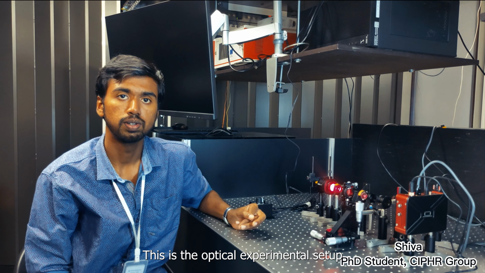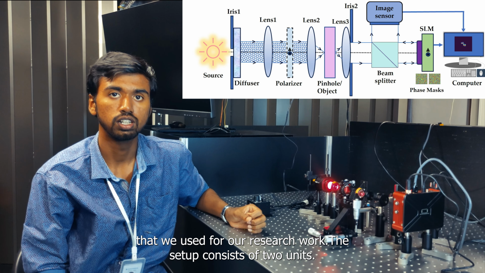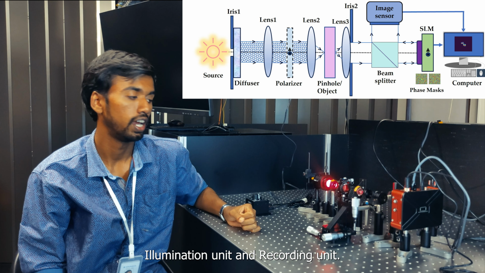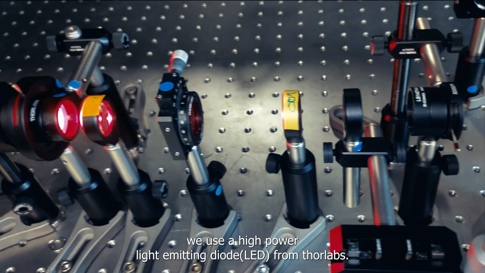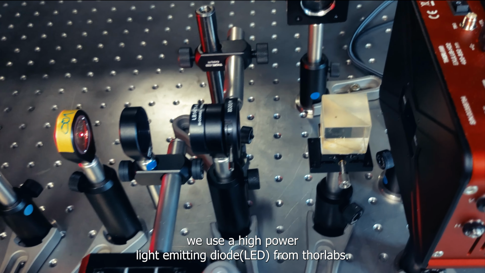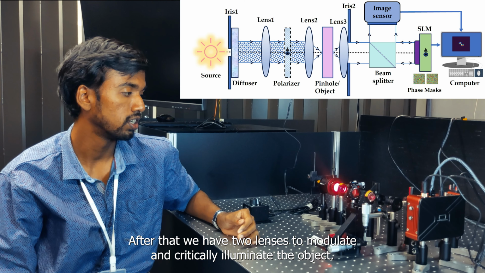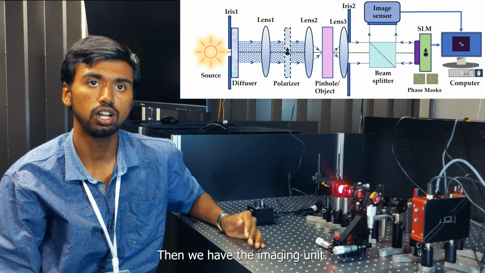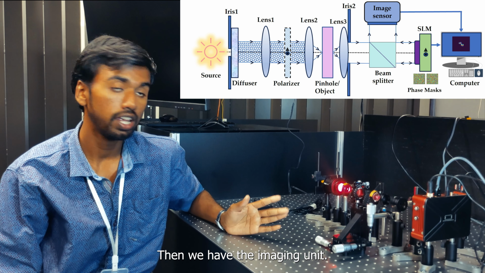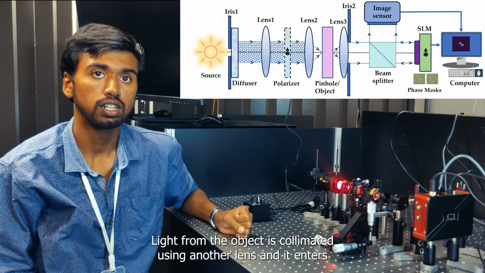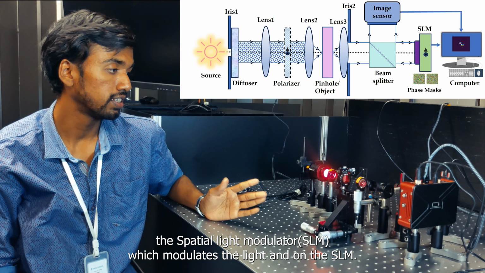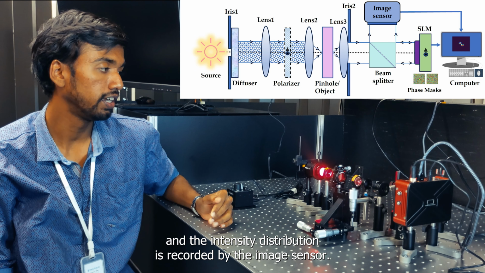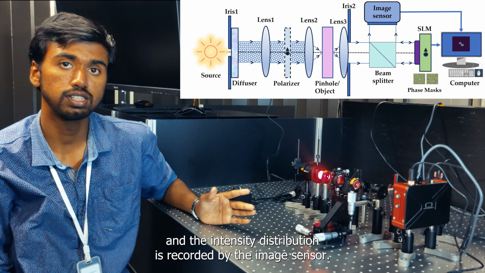This is the optical experimental setup that we used for our research work. The setup consists of two units, an illumination unit and a recording unit. In the illumination unit, we use a high power light emitting diode from Thorlabs. After that, we have lenses to modulate and critically illuminate the object. Then we have the imaging unit. Light from the object is collimated using another lens and enters the spatial light modulator, which modulates the light. On the SLM, we display the phase mask and the intensity distribution is recorded by the image sensor.